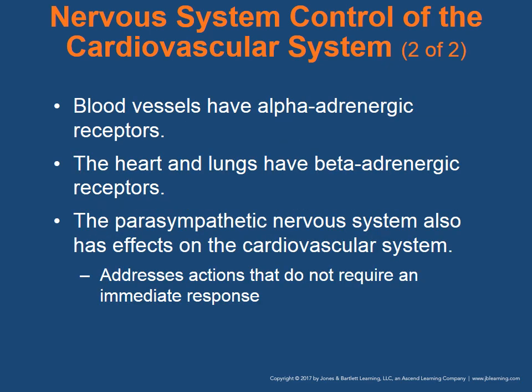So blood vessels have alpha adrenergic receptors. The heart and lungs have beta adrenergic receptors. So we have beta 1 and beta 2. Alpha 1 is responsible for the blood vessels of the body, right? So constricting those blood vessels. And then the beta 1 is responsible for the heart to increase its contractility, so its strength of force of contraction, and also the rate of contraction.